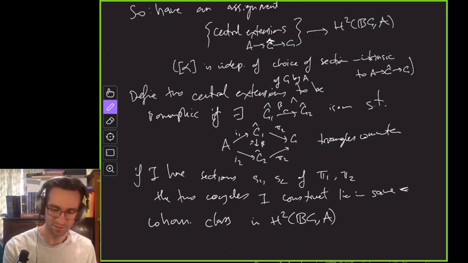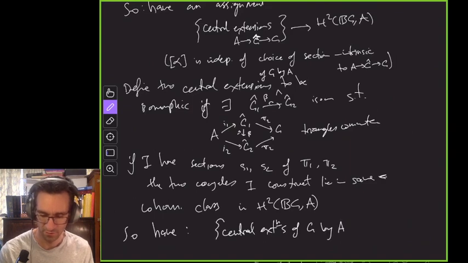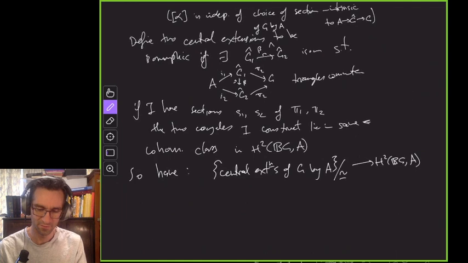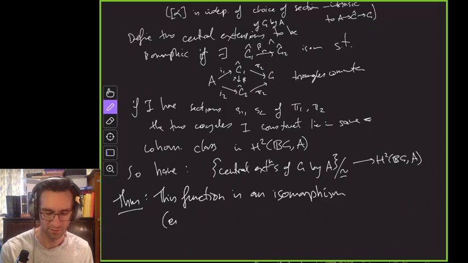And so this assignment even goes better. It sort of descends. Central extensions of G by A up to isomorphism, and I have a well-defined map to the second cohomology of BG with coefficients in A. And here's a theorem. This function is an isomorphism. And even an isomorphism of groups.